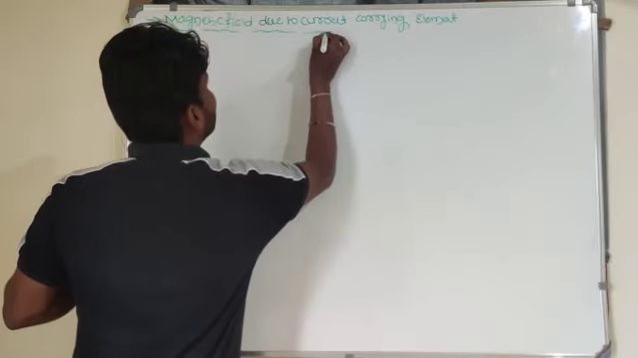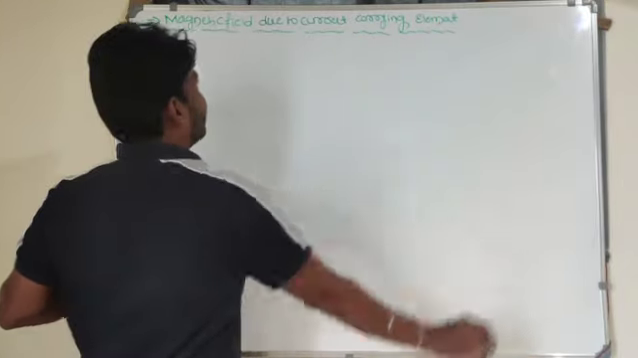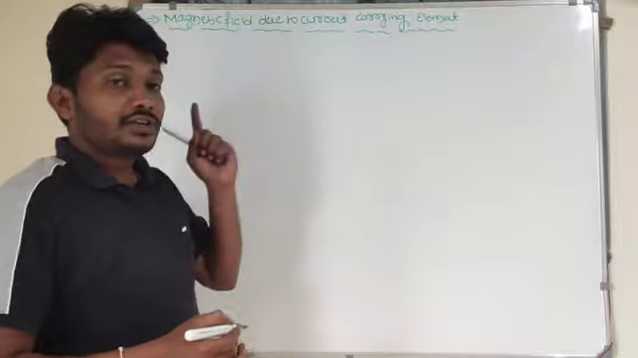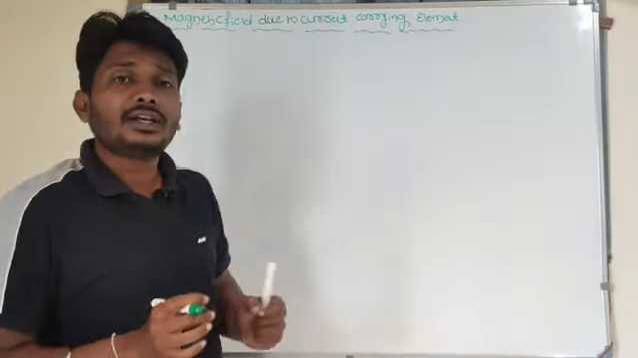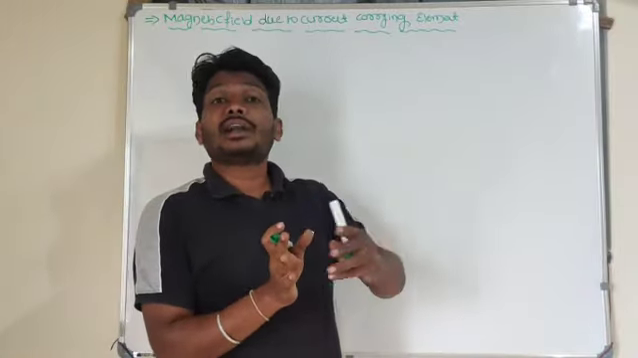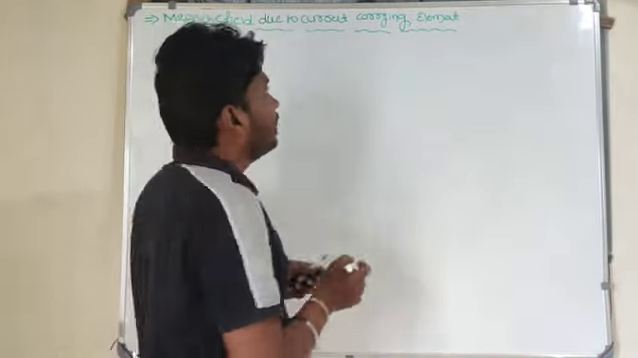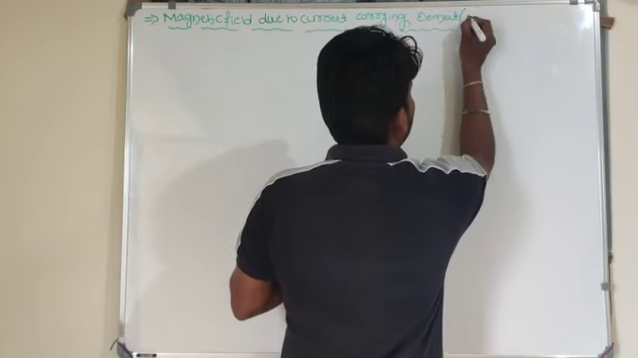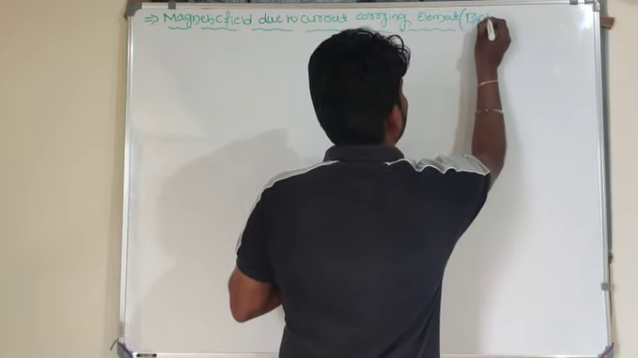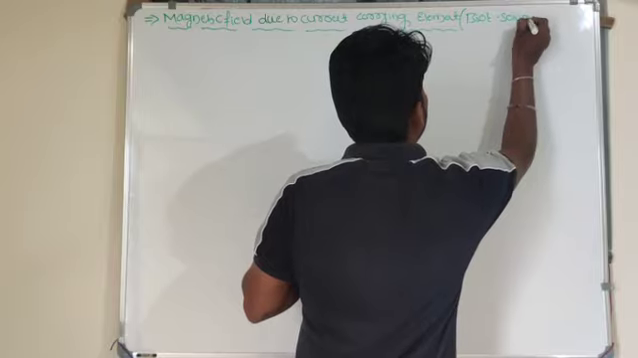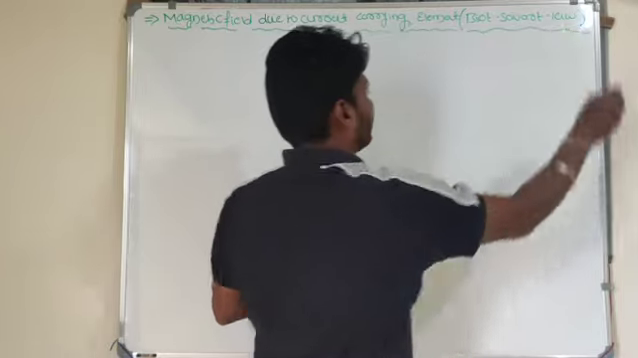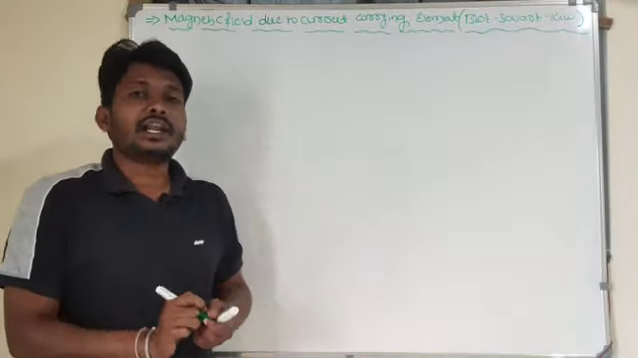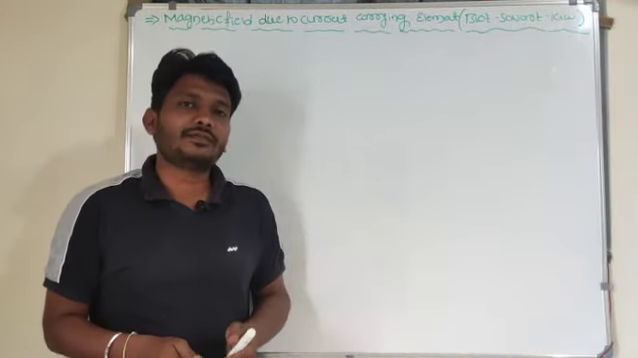So the magnetic field due to current carrying element is given by Biot Savart. In order to get the relation between magnetic field and current, we will use Biot Savart law. Remember one thing, which equation will give the relation between current and magnetic field? That is Biot Savart law. So from the Biot Savart law we will get the relation between current and magnetic field, right?